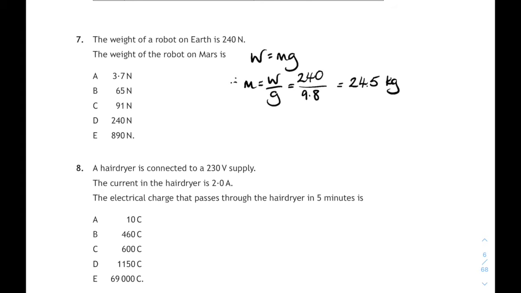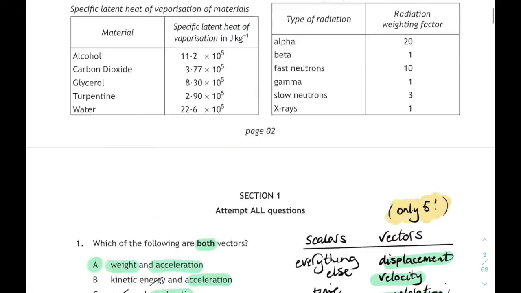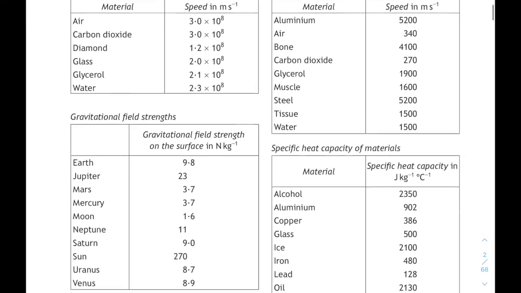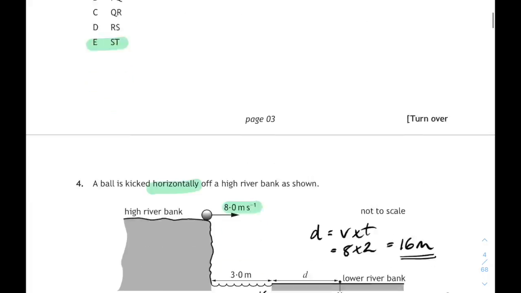Now, mass doesn't change. If that's its mass on Earth, then that is going to be its mass on Mars as well. And if we want to calculate its weight on Mars, then it's going to be mass times gravity on Mars. So the mass was 24.5, but the gravity on Mars, we're going to have to go and scroll all the way back up to our data sheet and look up the table of gravitational field strengths and look for Mars. So gravitational field strength is on the left there, and Mars is 3.7.